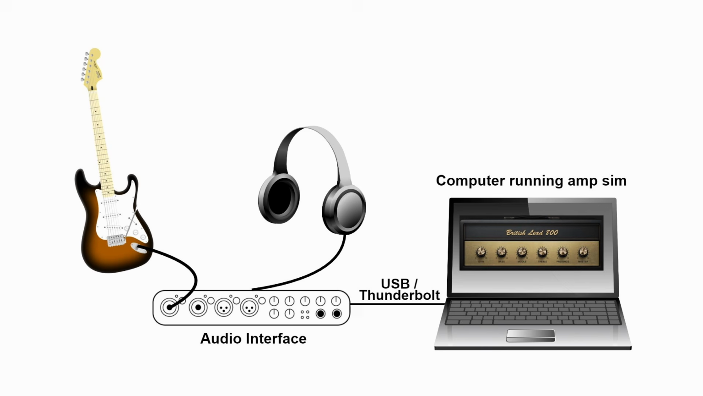To physically connect your guitar to Amplitube, you'll need an audio interface and you simply plug a jack cable, one end into your guitar's jack output and the other end into a jack input on your audio interface. The audio interface should be connected to your computer via USB or Thunderbolt.